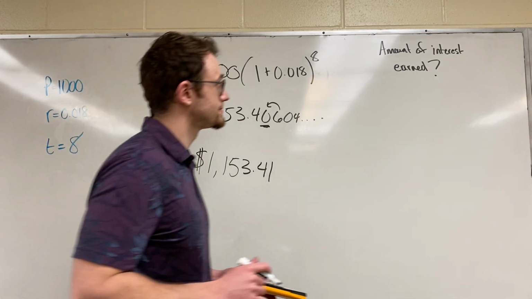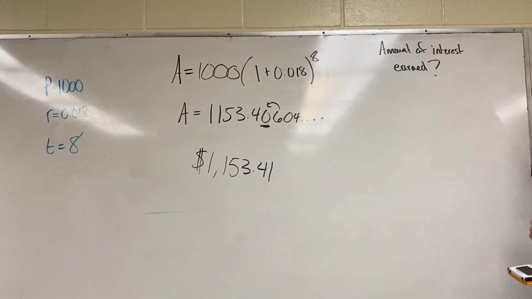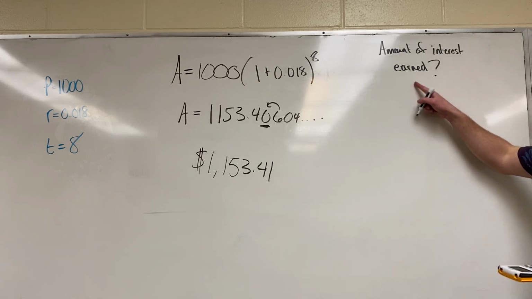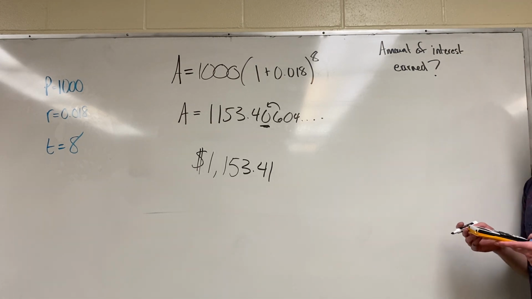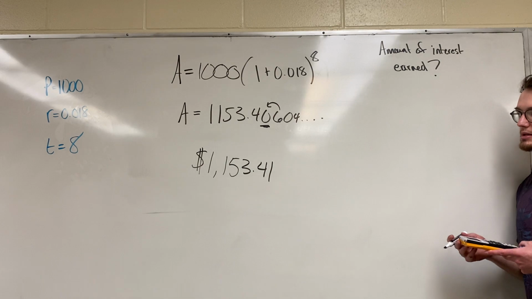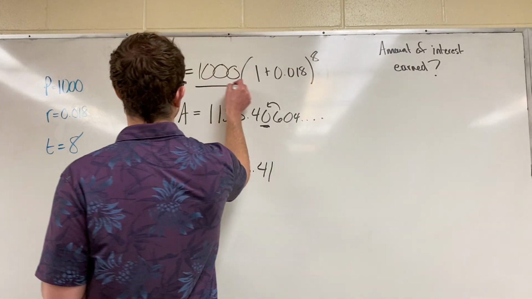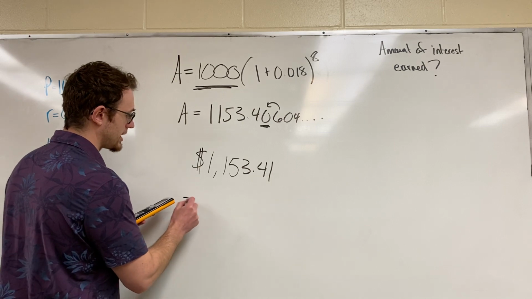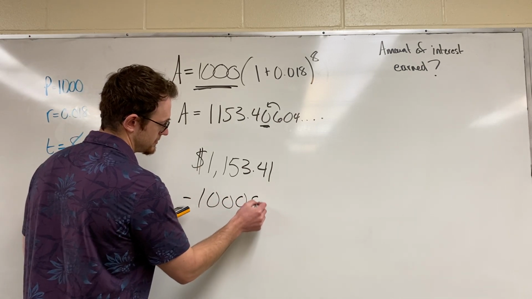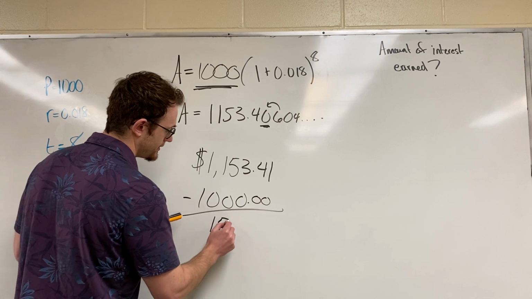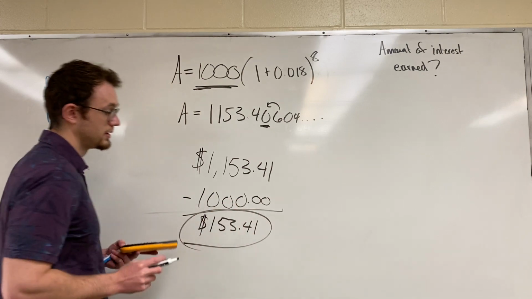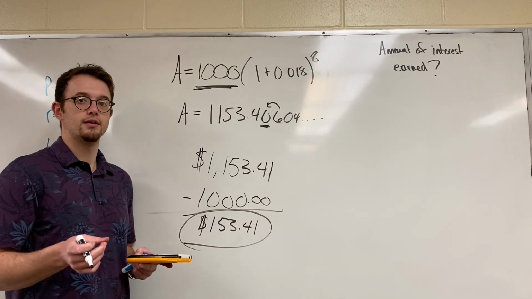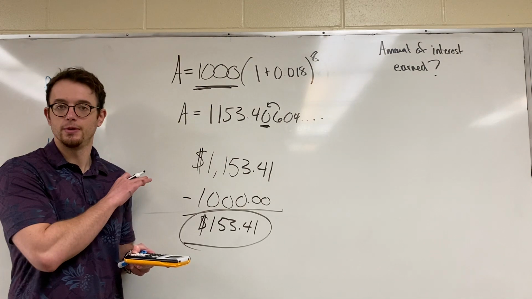The question is, though, how much money will be in the account after 8 years? Or is the question how much interest did it earn after 8 years? So it didn't earn $1,153.41. There was already $1,000 in there. So all you do is you subtract off 1,000, and you should get $153.41. So that's how much money Bob earned by doing no work.